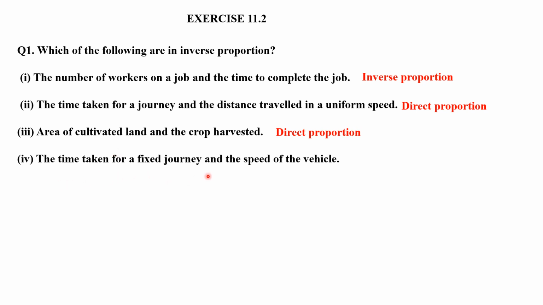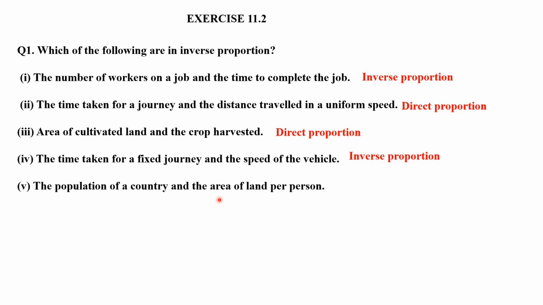The time taken for a fixed journey and the speed of the vehicle. If you are driving with more speed, you will take less time to cover that journey. So here it is a case of inverse proportion. More speed, less time you will take. The population of a country and the area of land per person. If population is more, then area of land for each person will be less. So here more population, less area of land per person. So this is also inverse proportion.